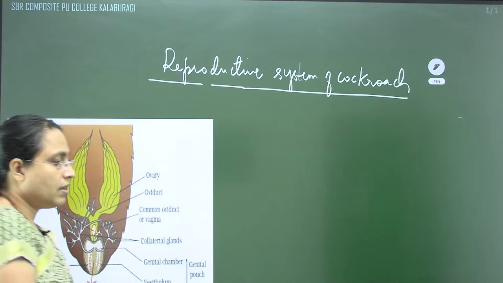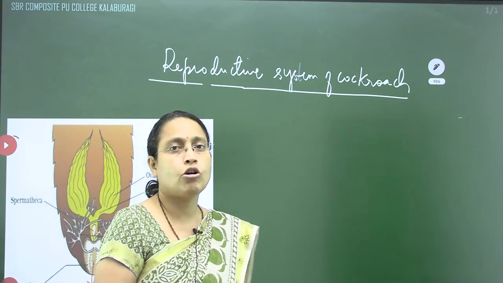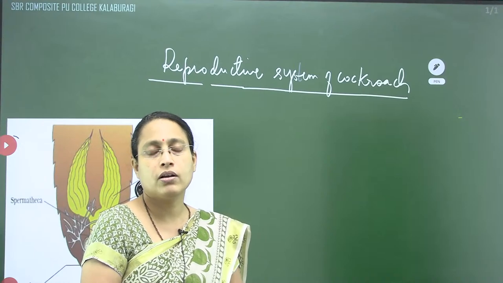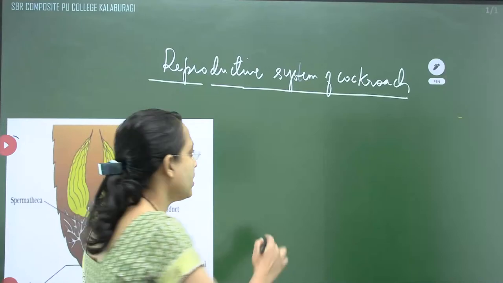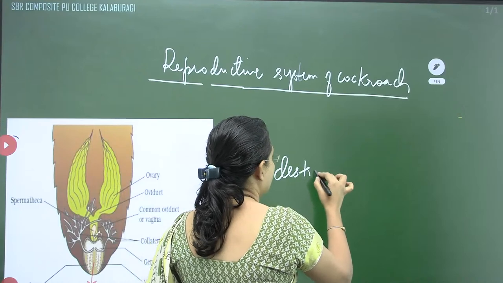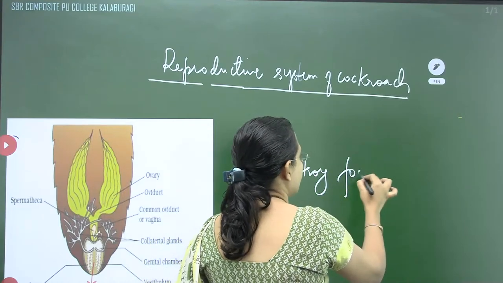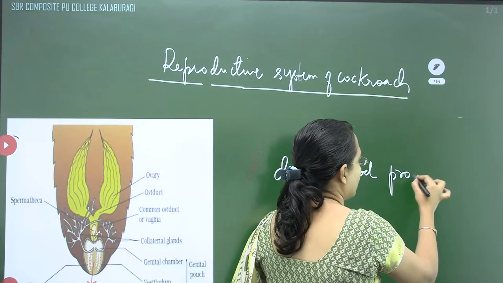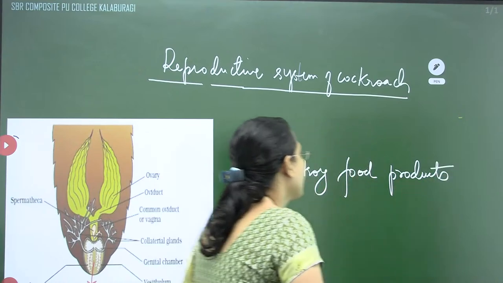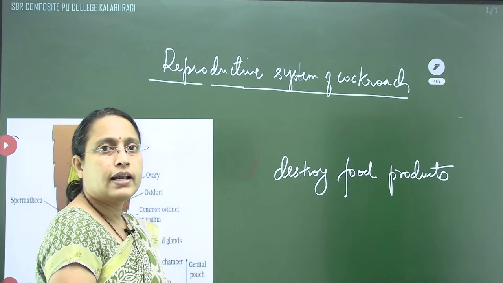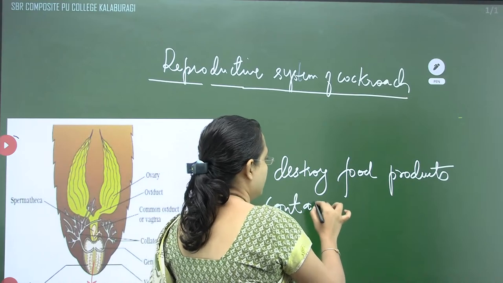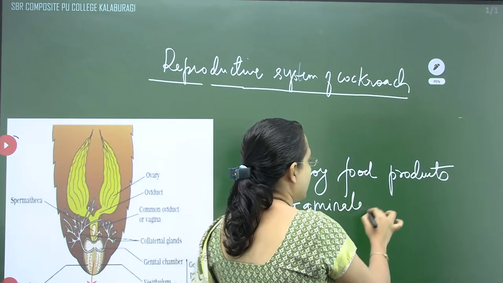Now, what about the cockroach? Does it harm or is it good? Cockroaches can harm food products, they can destroy food products. Understand? And it can contaminate the food also.